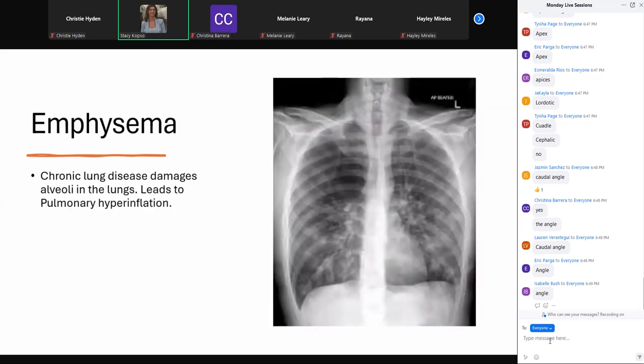there. Emphysema. This is a chronic lung disease damaging the alveoli, so there's going to be hyperinflation. A lot of times, patients will have the hyperinflation lengthwise, so you have to be careful because you may clip the bases there if they have hyperinflation lengthwise. Okay.